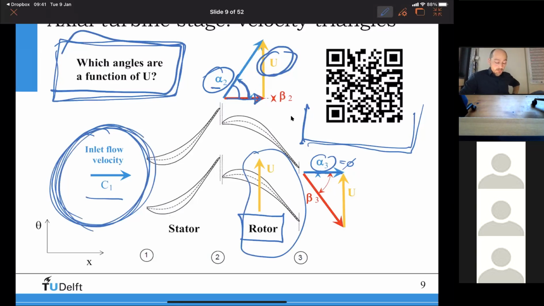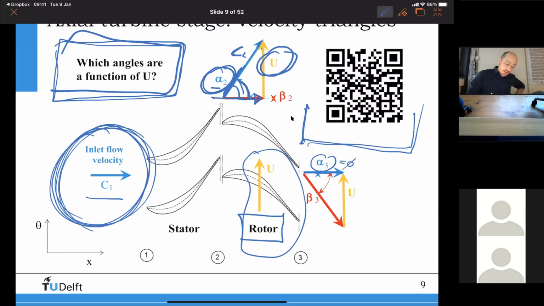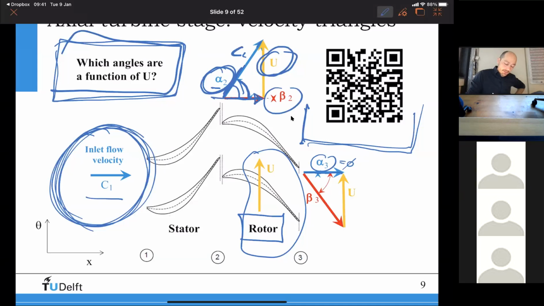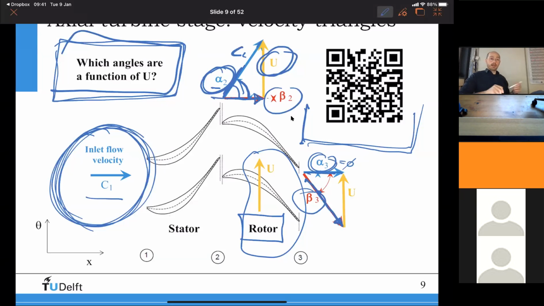The question now is, which angles do change and which angles stay constant if we assume that we have no losses in this turbine? Alpha 2 is the angle between the absolute velocity and the machine axis, this one. Beta 2 is the angle between the relative velocity and the machine axis. Beta 3 is the angle between the outlet relative velocity of the rotor and the machine axis. This is beta 3, and this is alpha 3. Alpha 3 in this case is 0.